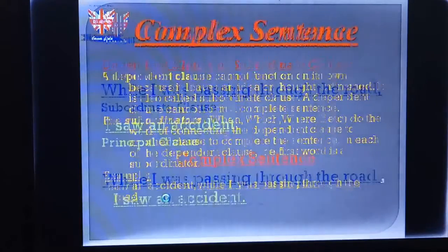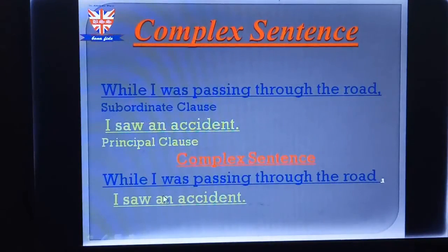Okay, so let's go for the final example of complex sentence: while I was passing through the road, I saw an accident. This I saw an accident is the principal clause, and while I was passing through the road is the subordinate clause. And the complex sentence will be while I was passing through the road, I saw an accident. Okay, one part is incomplete, another part is complete. You have to keep that in your mind.